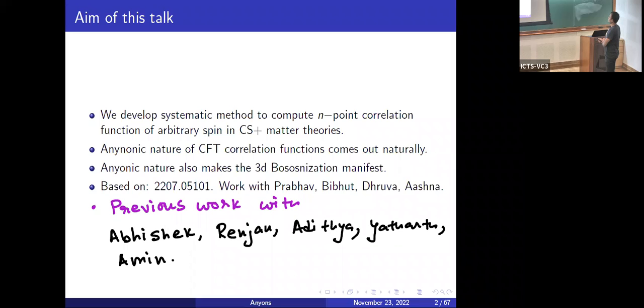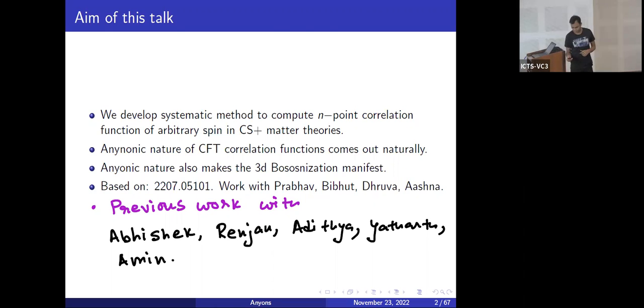Prabha, Bibhut and Asna, these were 5th-year undergrad students, and Dhruva, my current integrated PhD student, just beginning. This is also based on previous work with Abhishek, who is a PhD student graduating this year, Ranjan, my earlier postdoc, Aditya, Yatharth, 5th-year students, and Amin Nizami from Ashoka University.